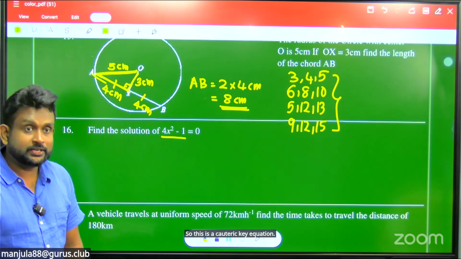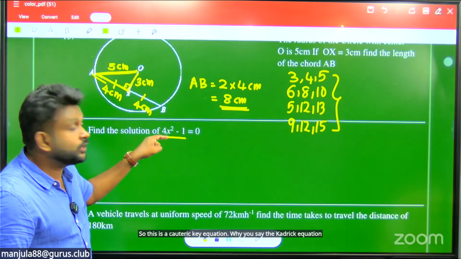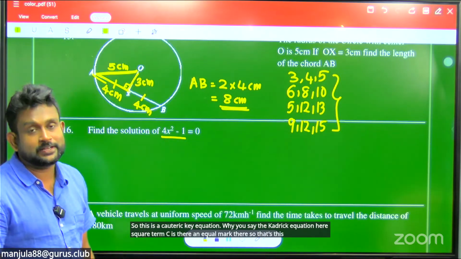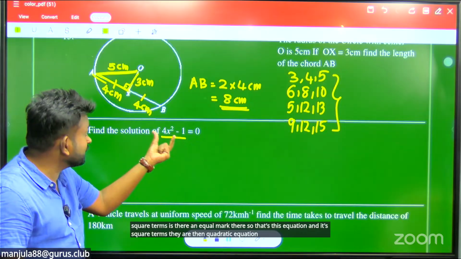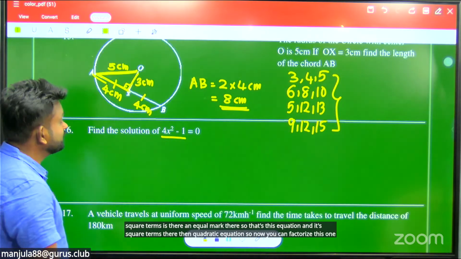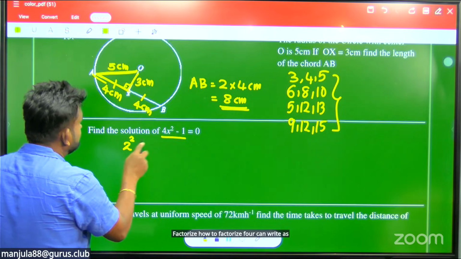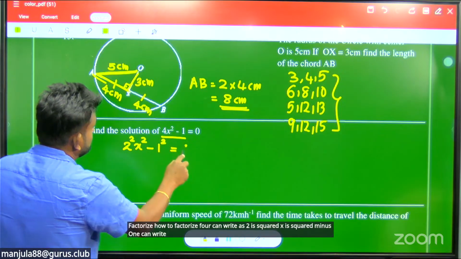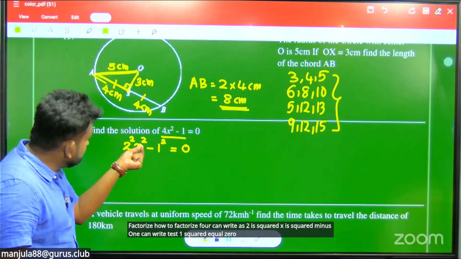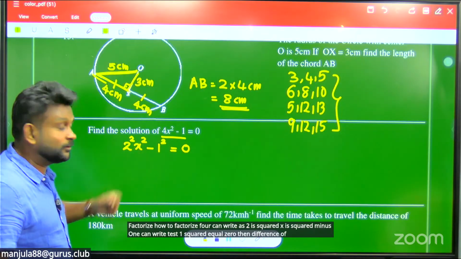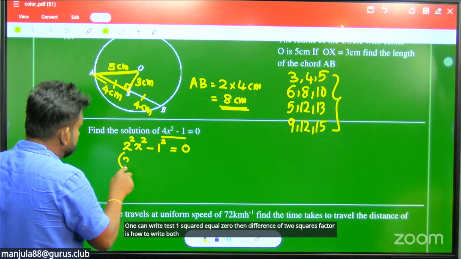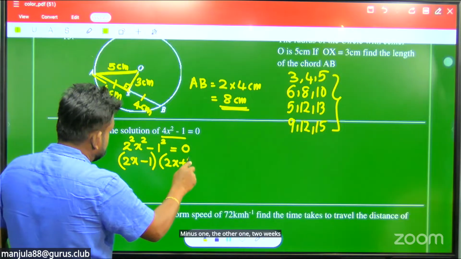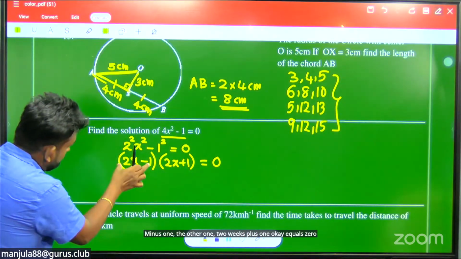Why do you say the quadratic equation? Here a square term is there and an equal mark there. So there is an equation and an x squared term, then it is a quadratic equation. So now you can factorize this one. How to factorize? 4 can be written as 2 squared x squared, minus 1 can be written as 1 squared, equal to 0. Then difference of two squares, factorize. Both are squares, so you take 2x minus 1, the other one 2x plus 1, equals 0.